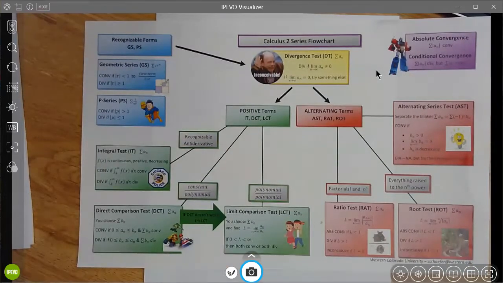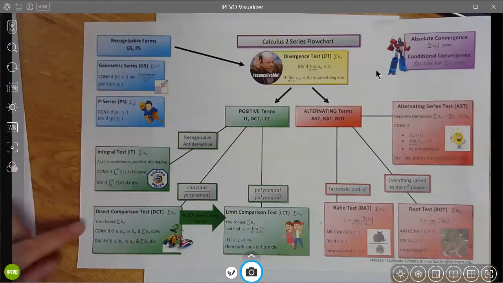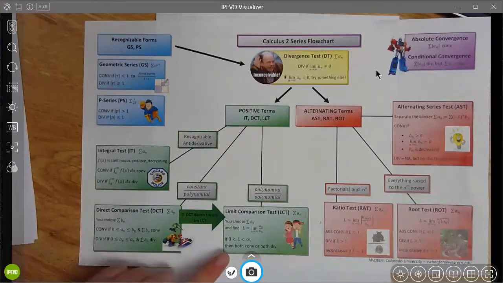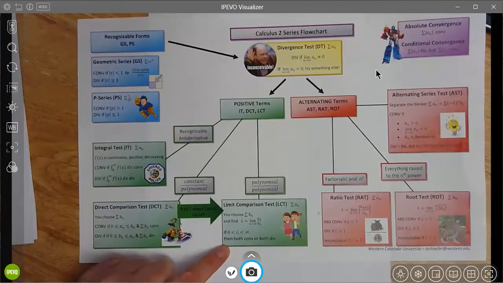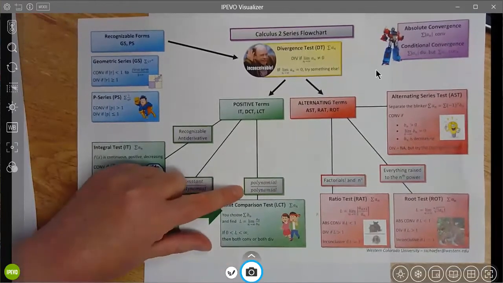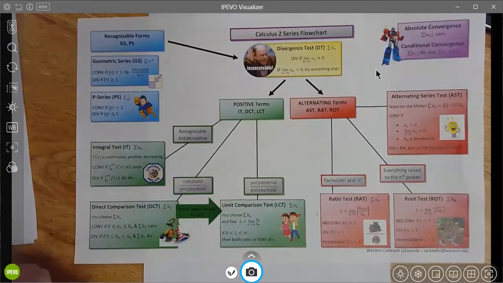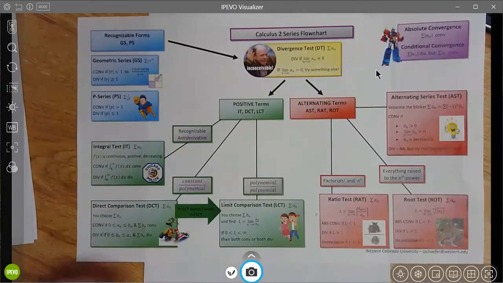For positive terms, we've already learned the integral test and the direct comparison test, and now we're going to add the limit comparison test. So this will be your go-to test if your series looks like a polynomial over a polynomial. It's also, if DCT doesn't work, if you can't get the inequalities to line up in a helpful way, then you would want to try the limit comparison test next.